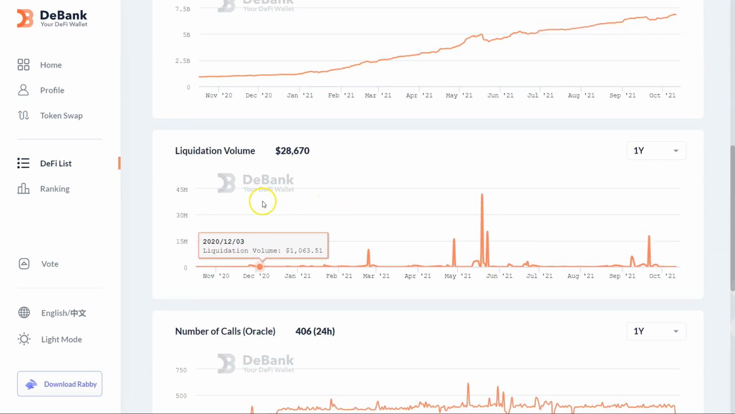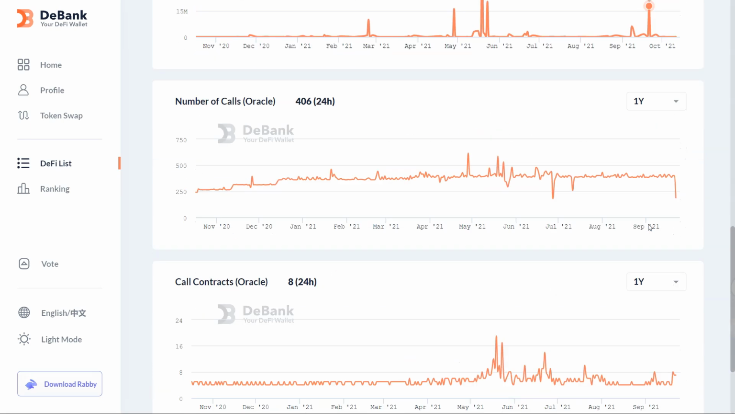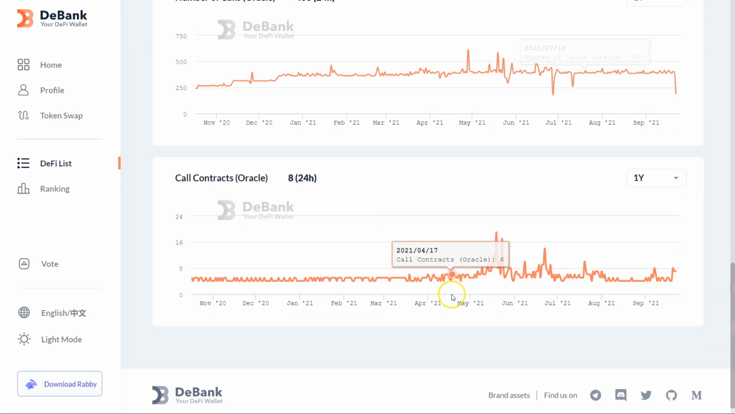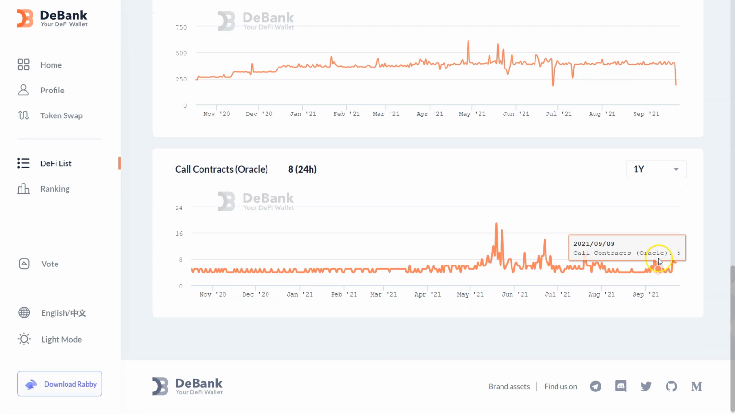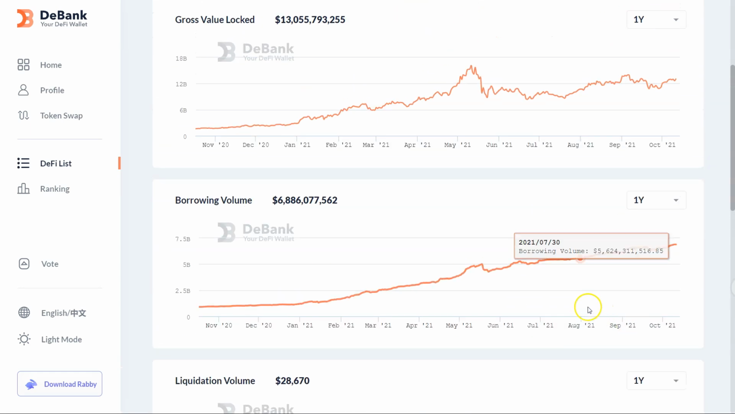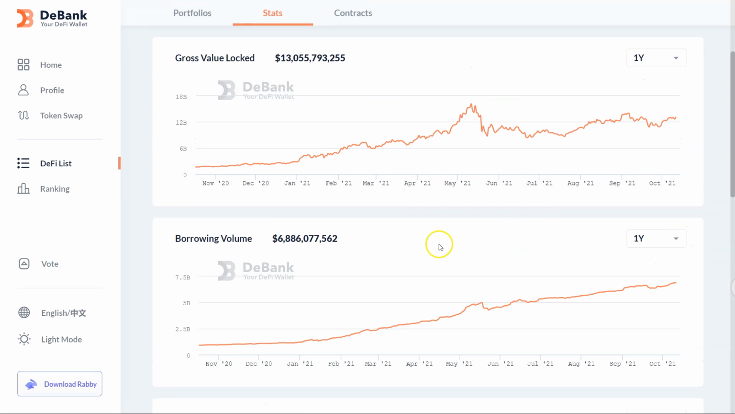Definitely, and liquidation volumes, again, are relatively low when you compare this to Aave and Comp, especially in times of massive liquidation spikes. Usually, as a percentage, Maker does much better than Aave and Comp. Oracle calls kind of flat, call contracts kind of flat. To me, that stuff's less important. The borrowing volume all-time high is insane to me to see that. Very bullish for DeFi to see that growth continuously over the past year in borrowing.